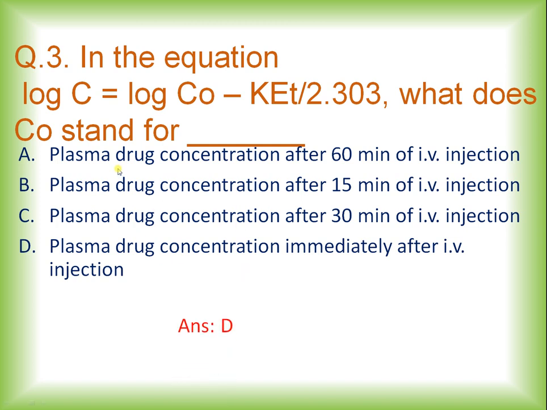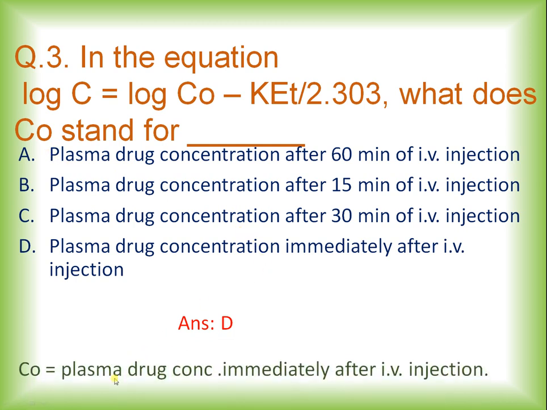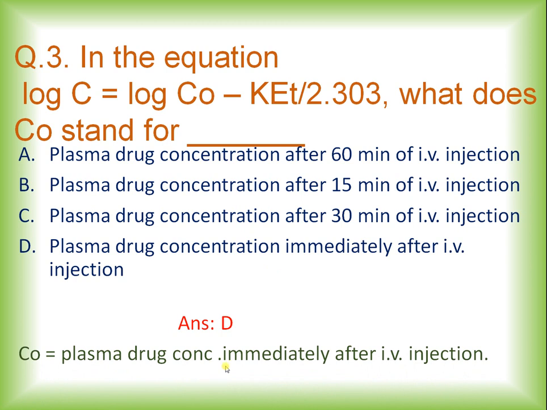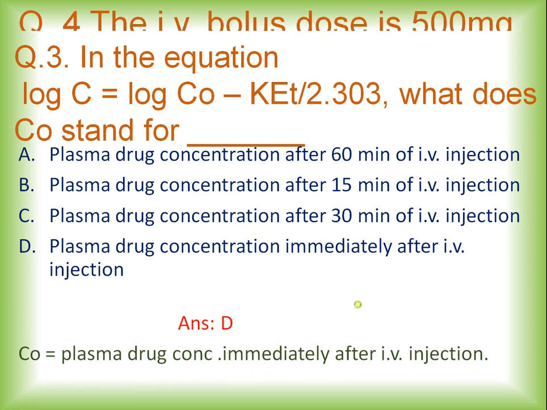Now you can see here in the formula that C0. Now what does C0 mean? C0 is the plasma drug concentration immediately after giving the IV injection.